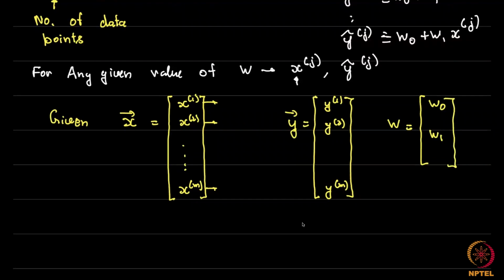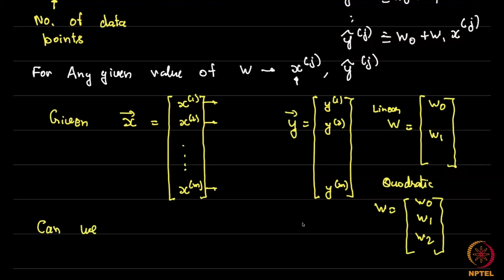If it is a linear model, if it is a quadratic model, then w is, as you might remember, it has three coefficients, w0, w1, w2. So our key question is this: can we write these relations, that is the relationship between x, y, y hat, and w, using matrices?